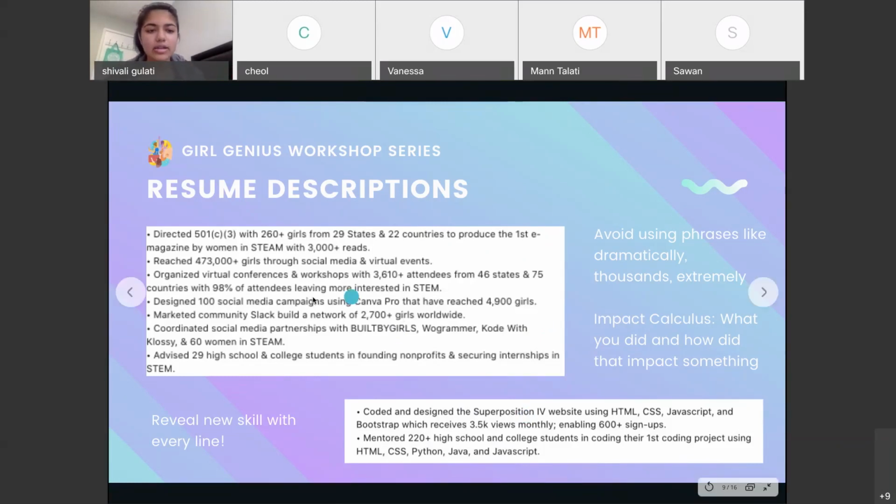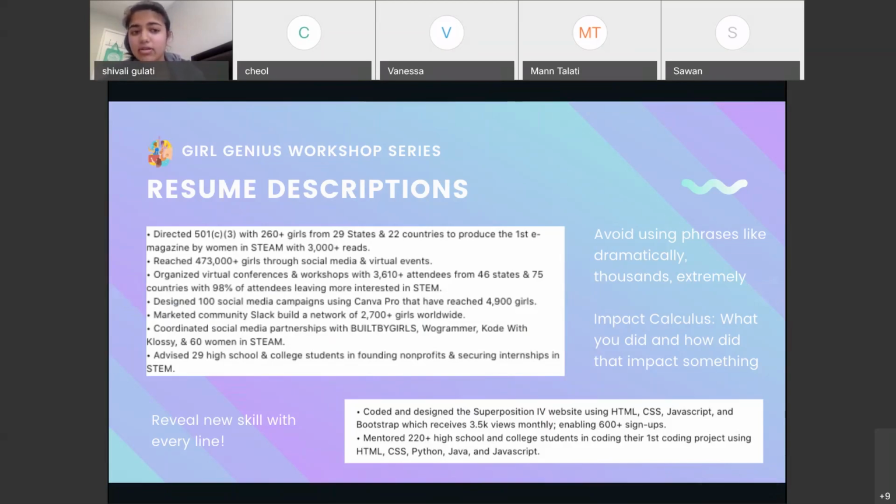So for me, I think that I did this pretty well in these two lines. So I said, marketed community Slack to build a network of 2,700 girls worldwide. Now, what do I think this description is missing? Probably the way that I market it, but it really does show at the baseline, what did I do? I marketed the Slack. What was the impact of that? I connected 2,700 people. I think this is also conveyed by this description, where I talked about how I organized virtual conferences with 3,600 attendees from 46 states and 75 countries, with 98% of attendees leaving more interested in STEM.